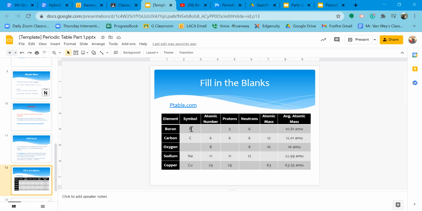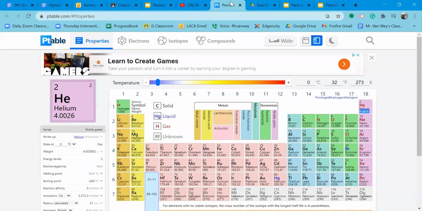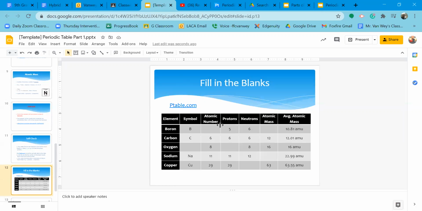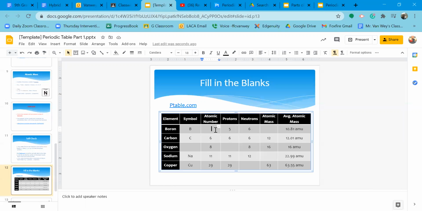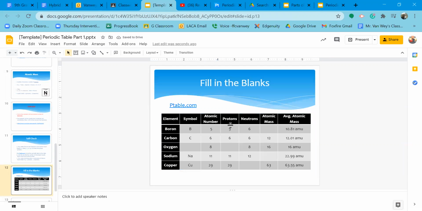Boron has a symbol of B, and it has an atomic number. I don't know. So I need to go on my periodic table and find it. Boron, 5. Okay, it has an atomic number of 5. There it is. But you know what? I already knew that because the atomic number and the protons are always going to be the same thing. The atomic number is simply the number of protons.